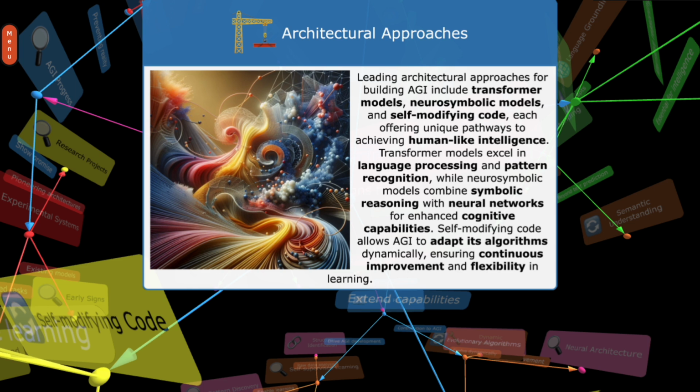Leading architectural approaches for building AGI include transformer models, neurosymbolic models, and self-modifying code, each offering unique pathways to achieving human-like intelligence. Transformer models excel in language processing and pattern recognition, while neurosymbolic models combine symbolic reasoning with neural networks for enhanced cognitive capabilities. Self-modifying code allows AGI to adapt its algorithms dynamically, ensuring continuous improvement and flexibility in learning.